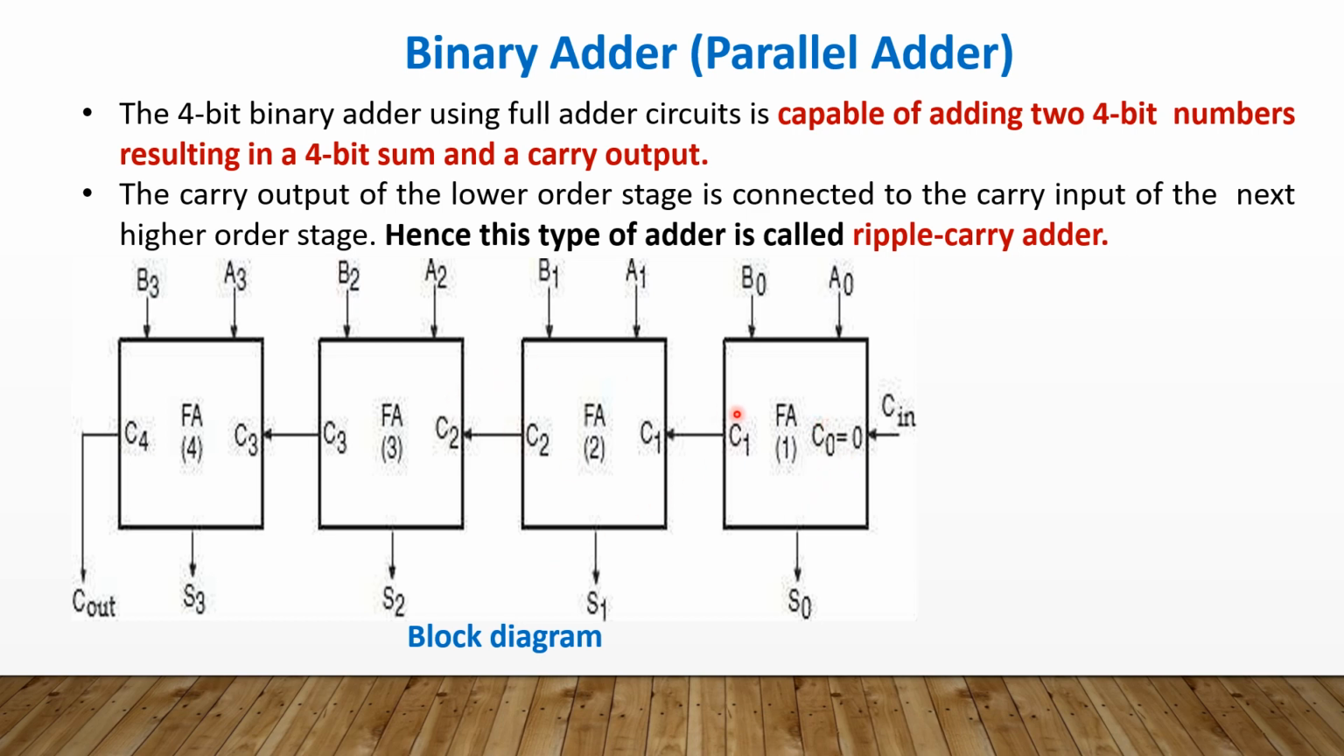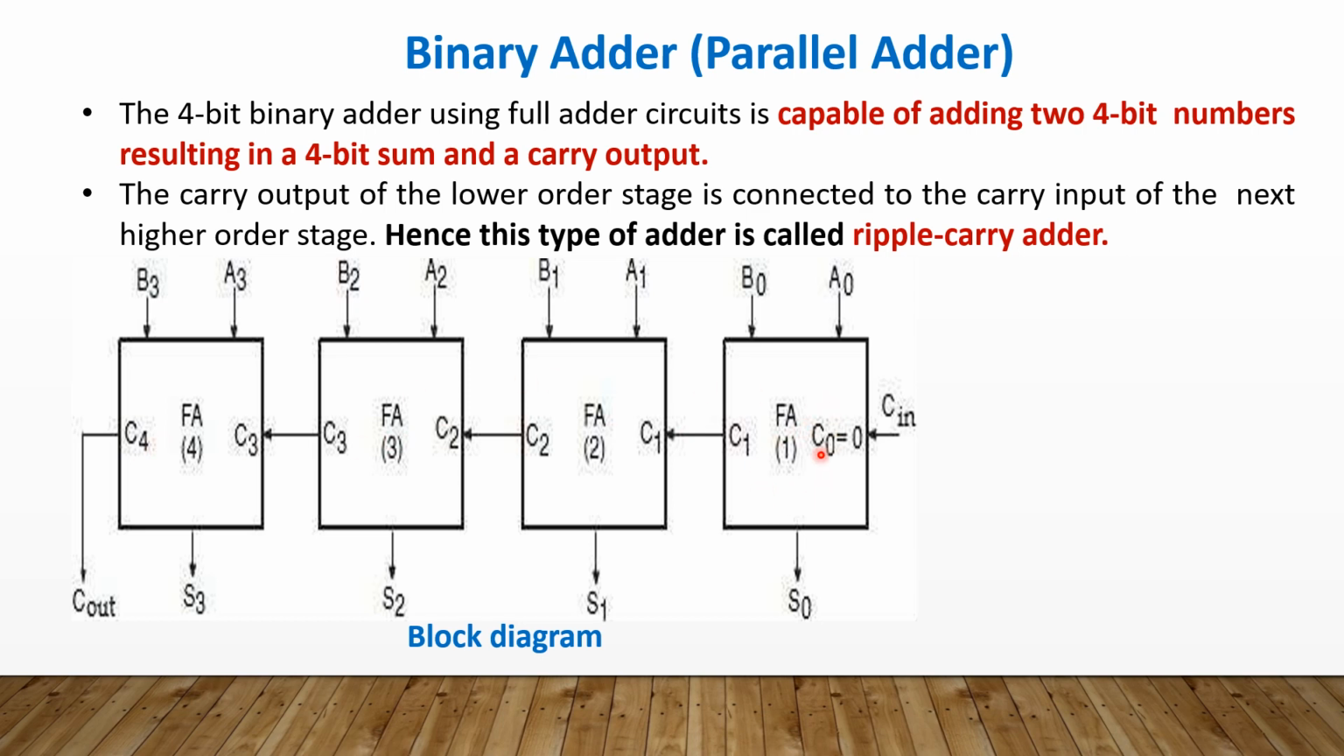If you look into this circuit diagram, this is full adder 1, full adder 2, full adder 3, full adder 4. We'll be giving two 4-bit numbers to the full adders as input, that is A0, A1, A2, A3. A3 is the MSB bit, and A0 is the least significant bit, that is the LSB bit. Similarly, the second number, B3, B2, B1, B0. B3 is the MSB bit and B0 is the LSB bit. So we'll be giving both A and B, each of 4 bits, to the full adders 1, 2, 3 and 4.